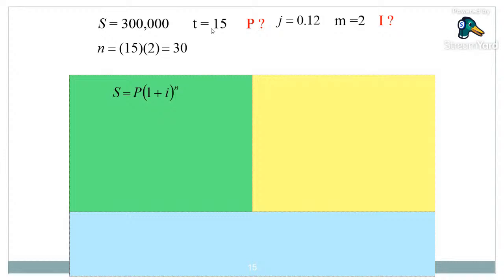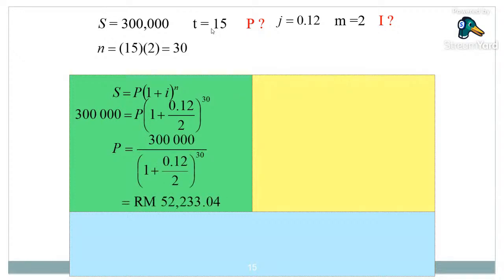Okay, and then S equal to P. So S kita tahu 300,000, P tak tahu. And then J kita tahu, which is 0.12 divided by M, which is 2 times per year. And then all to power of 30. So now with P as a subject, kita akan dapatlah nilai principal yang sepatutnya kita invest is equal to 52,233 ringgit 4 sen.